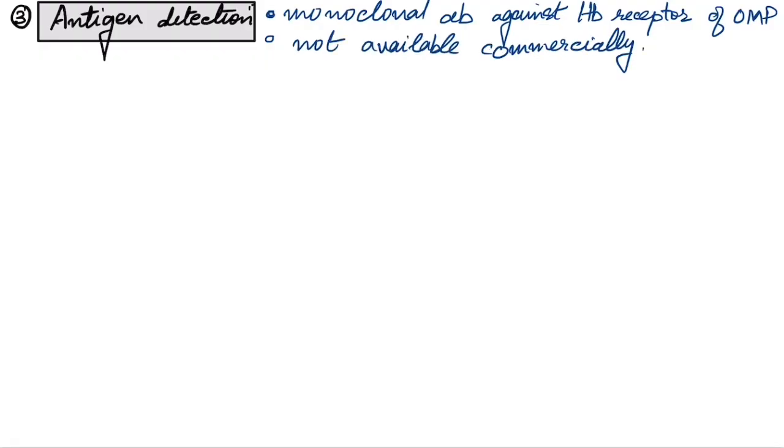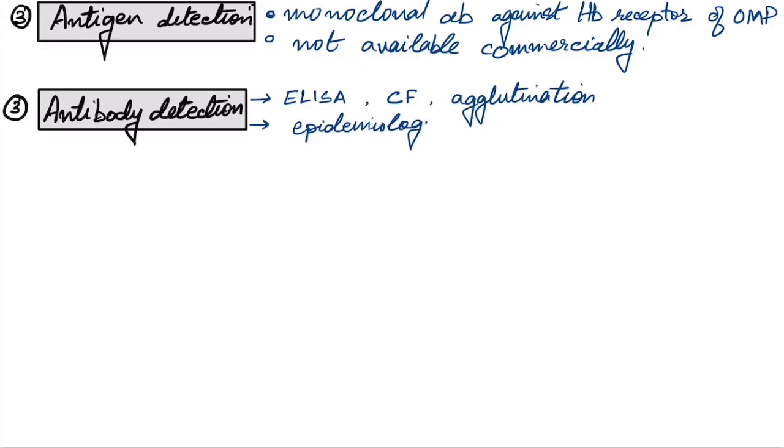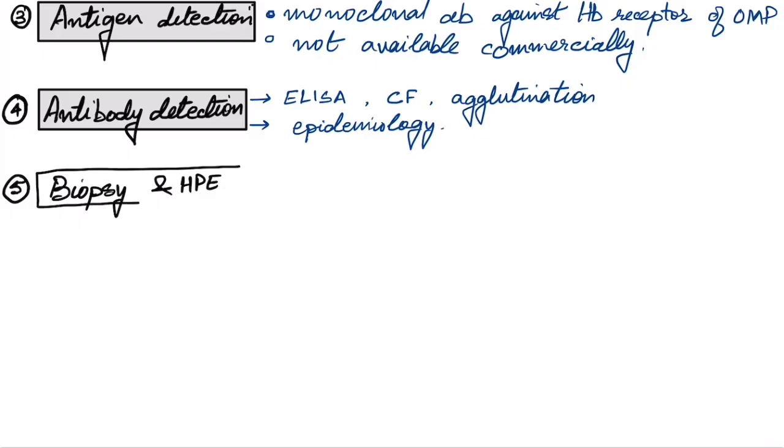Moving on to serology or the antibody detection tests. Here there are many methods that can be used. Some of them are ELISA, complement fixation, or agglutination tests. These are used for epidemiological purposes only. Next in the queue is the biopsy and histopathology, which is not really needed, but these are done to exclude or rule out malignancy.